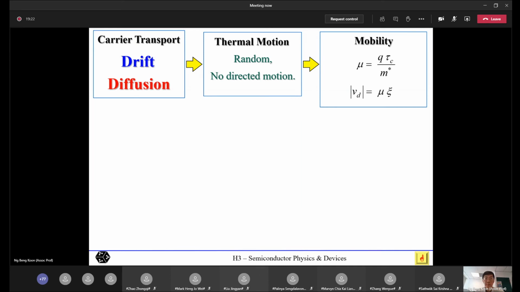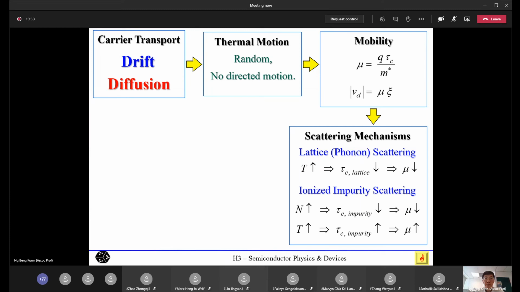So this is basically a material dependent parameter. In different materials, the electrons and holes will move differently with different mobility values. And from the discussion, we also derived that the mobility is given by this expression here, q tau_c over m star. So tau_c is the average time between collisions, and m star, of course, is the effective mass of your carrier in the semiconductor.